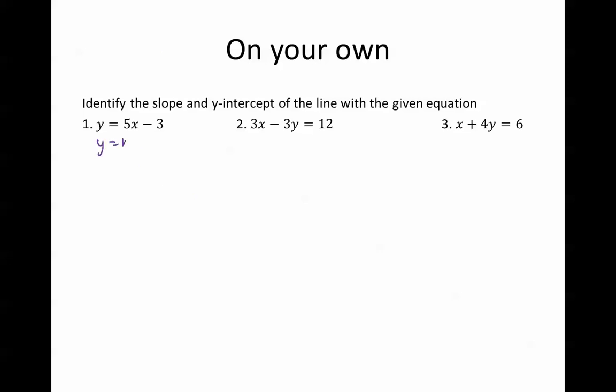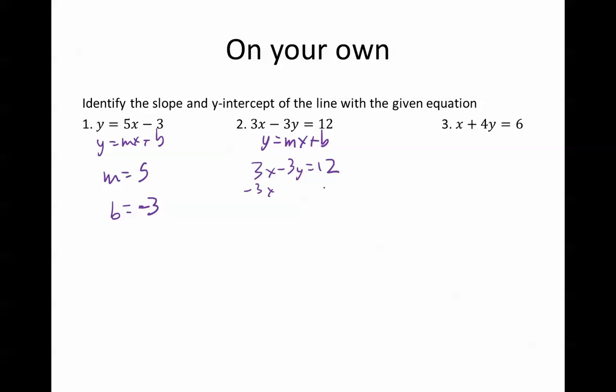This first one is in slope-intercept form. So my slope is definitely 5, and my y-intercept is -3, right? Use the sign that is to the left of the number. That's a -3. The second one is not in slope-intercept form, so I need to solve for y. So we're going to do a little bit of algebraic solving here.